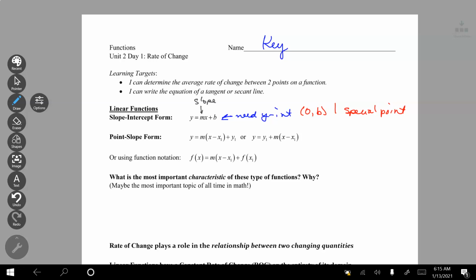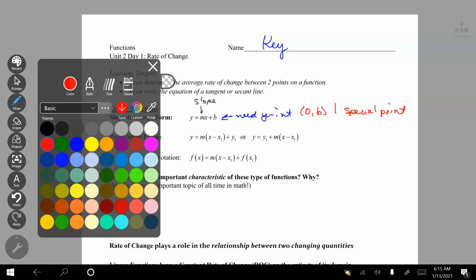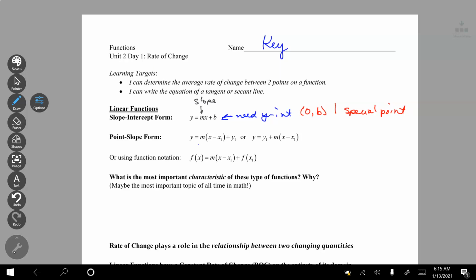Another way to write things is point-slope form, and I actually like this way much better. Point-slope form: y equals m times (x minus x1) plus y1, or you could write it the other way by putting the y1 up front. And the idea with this is I could use any point on the graph, not just the y-intercept.